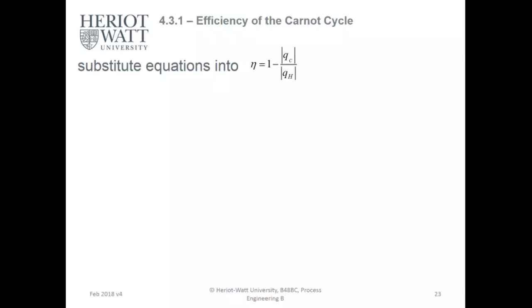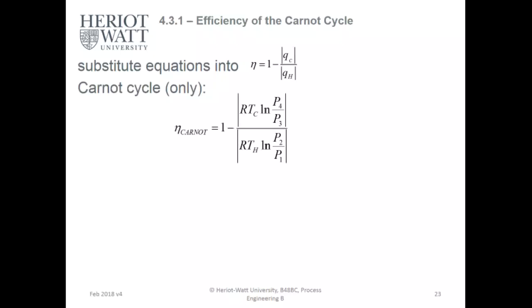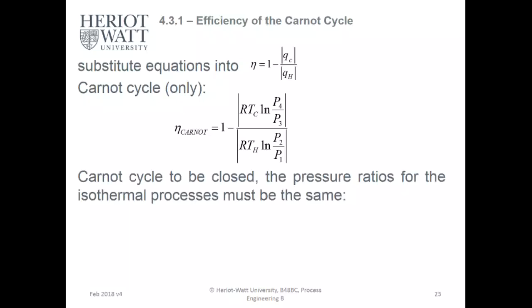Substituting this equation into the efficiency equation, and using the Carnot cycle, you get this equation, which is your works. So the work from the cold reservoir and the work from the hot reservoir. For the Carnot cycle to be closed, the pressure ratios for the isothermal process must be the same. So P2 over P1 equals P3 over P4.